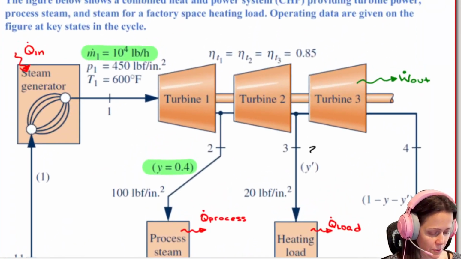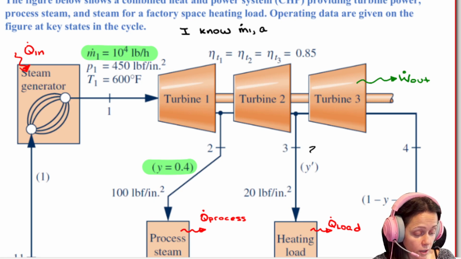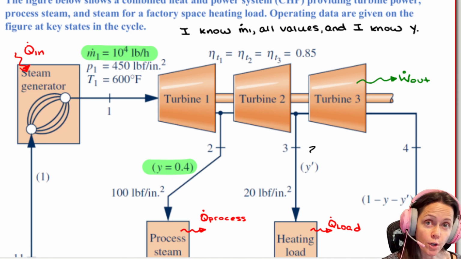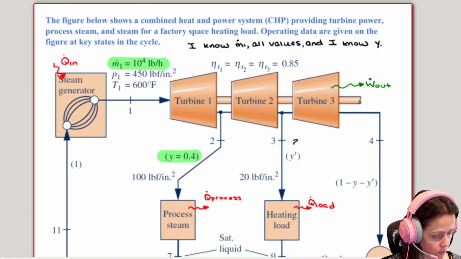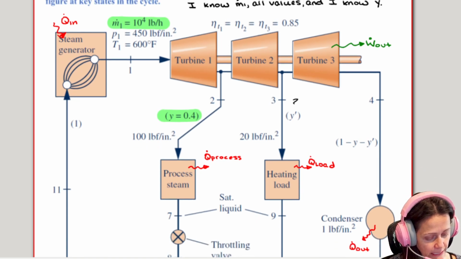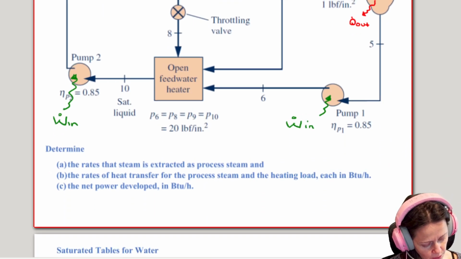Let's make this a governing equation problem. So let's say I know m dot 1, I know all h values, and y. But I don't know y prime, and so I don't know that 1 minus y minus y prime. And so I need to get my governing equation for all my stuff.